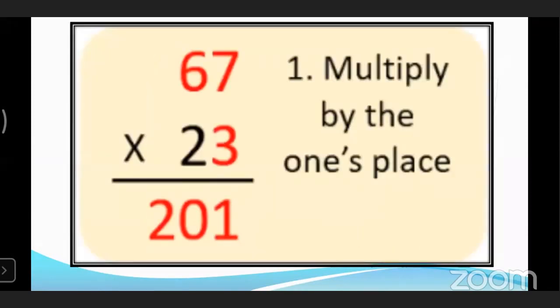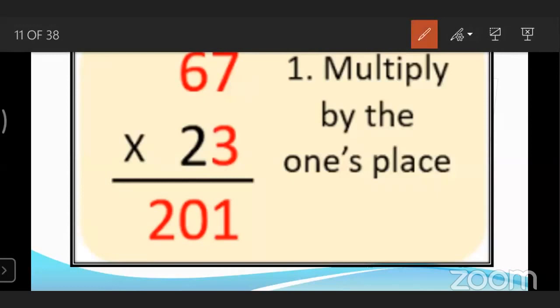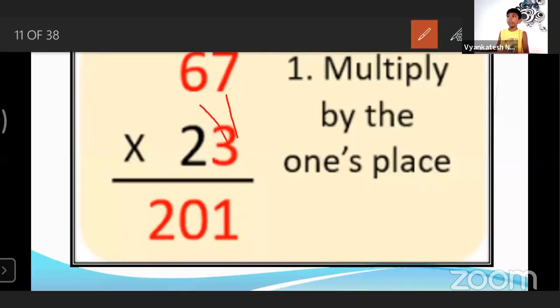Now, see the first step when we multiply. First step, multiply by the ones place. Now we are going to multiply 67 by this 23. Now 3 is at the ones place, at the unit place, right? So first we are going to multiply 67 by 3. 3 7s are 21.